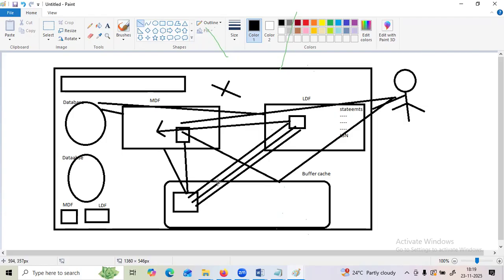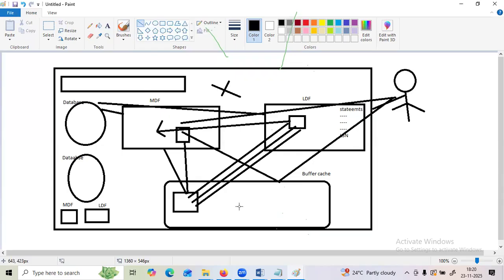And once the data is modified or committed, immediately it will send the acknowledgement to the transaction log file. Data will be committed here also. Once the data is committed, the data will be moved from LDF to MDF. Okay. So what does that mean? The data is modified here. The data is not flushing from buffer cache to MDF. No, the data is going to move from LDF to MDF.